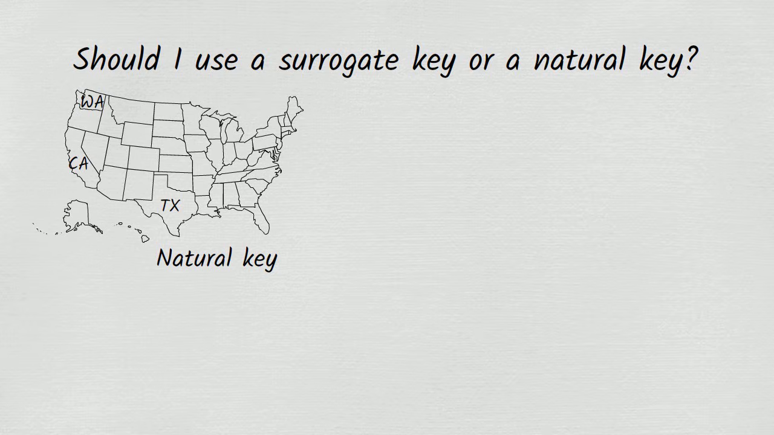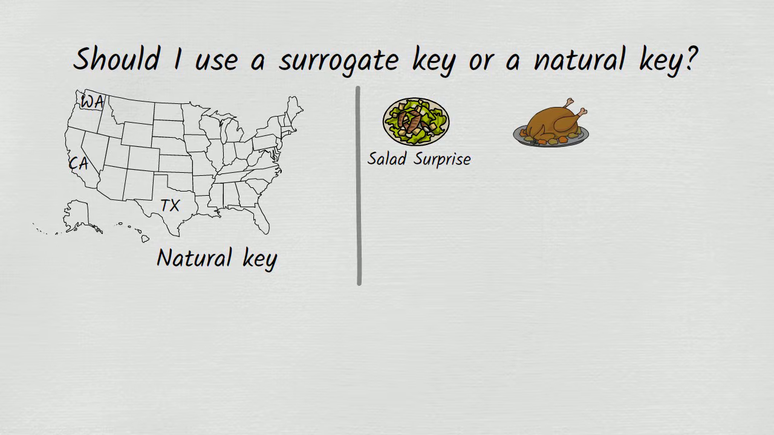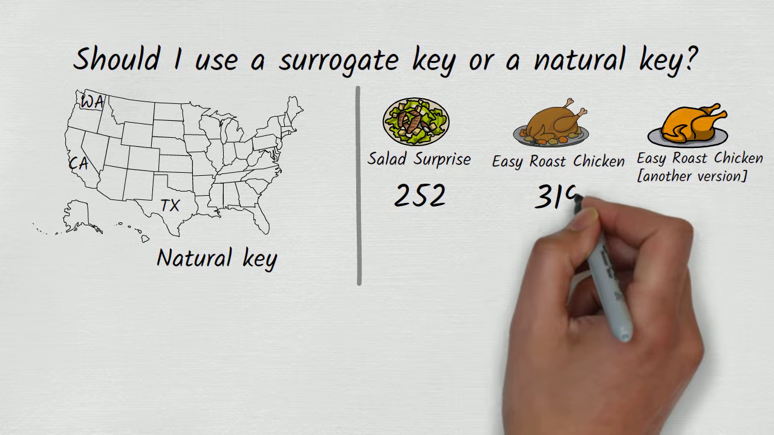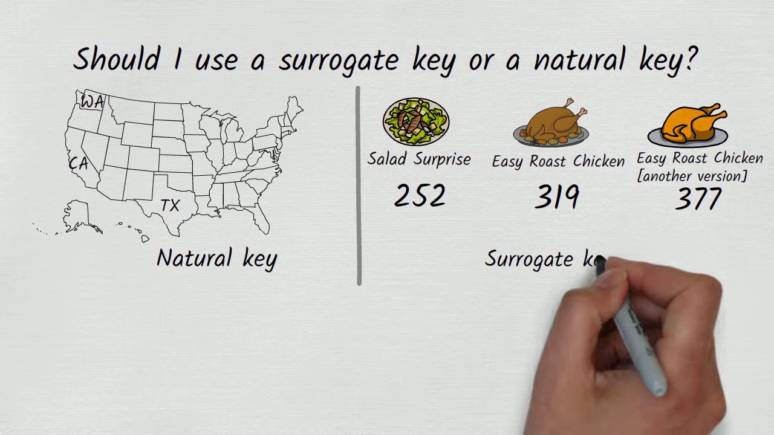At other times, no obvious natural key will exist. If we had a table for storing recipes, what natural key could we use to uniquely identify a recipe? There aren't really any good options. So a surrogate key is probably a sensible choice for identifying a row in a recipe table.